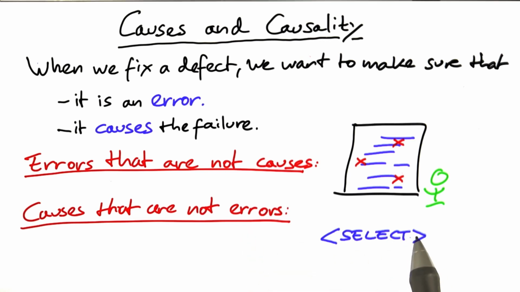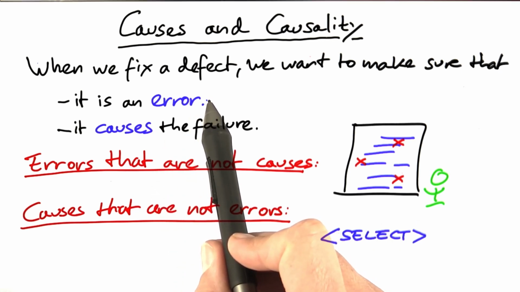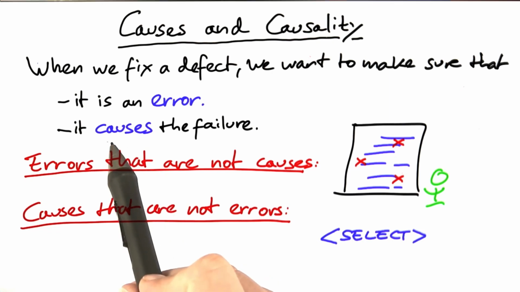So we can have errors that are not causes and causes that are not errors. The goal in debugging is to find errors that actually cause the failure.